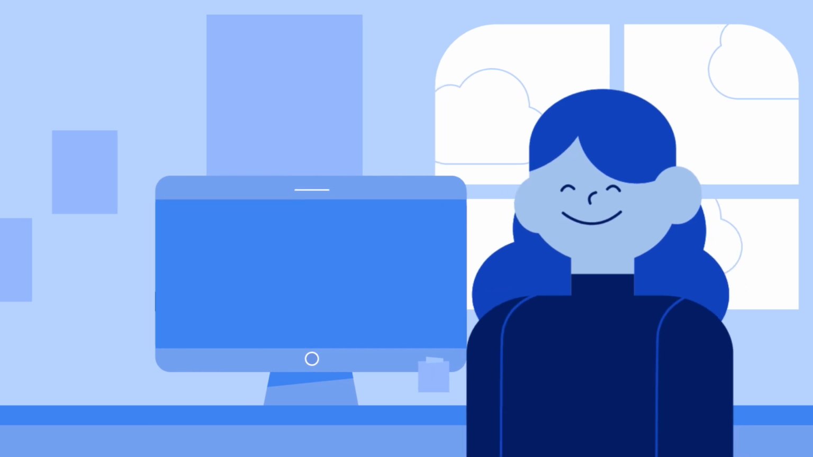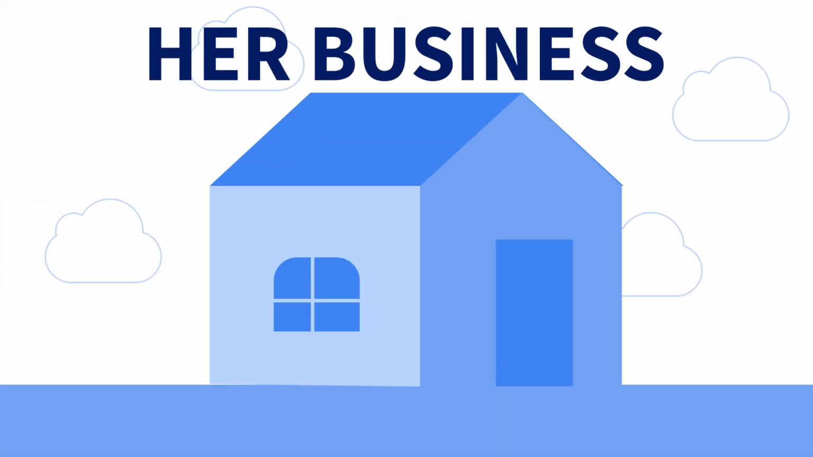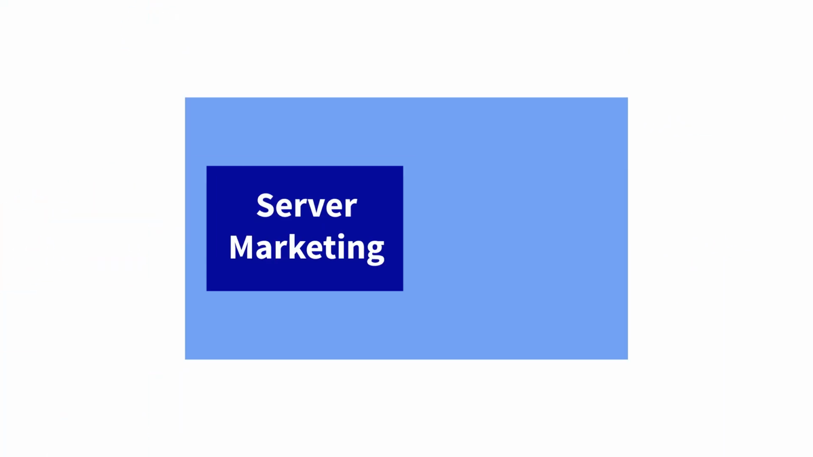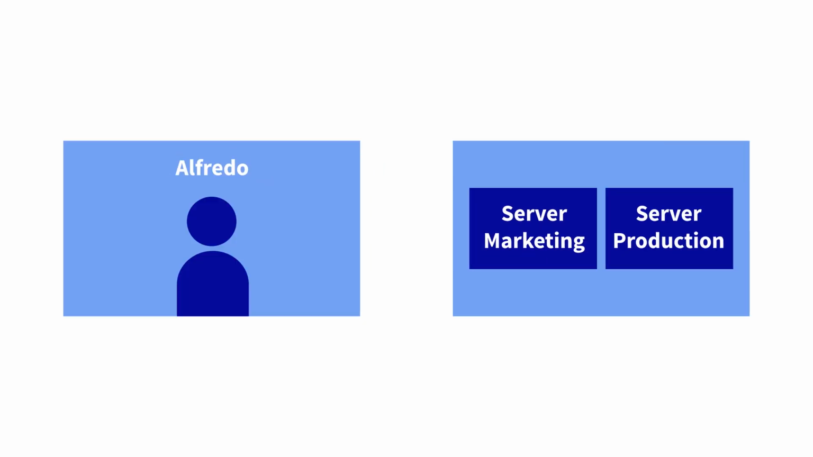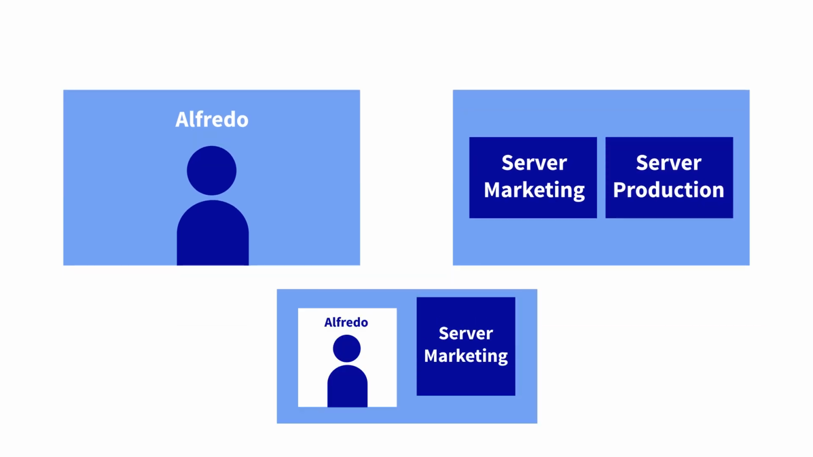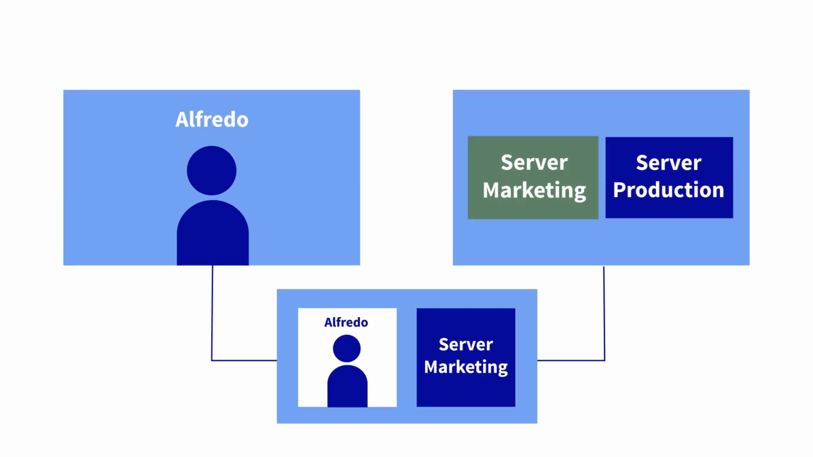Take Pauline, for example. She has just set up a business and subscribes to 2 servers at OVHcloud. She hires her first freelancer, Alfredo, to help create a product. However, she does not want him to have access to the production server. Pauline is able to give Alfredo reduced access, allowing him to access only the marketing server.